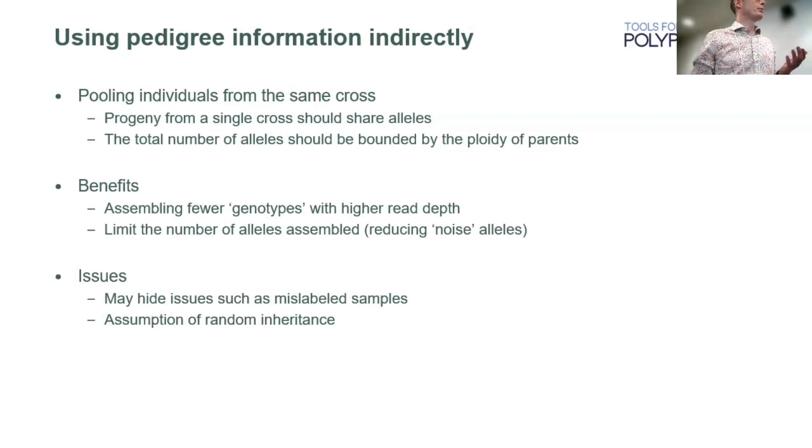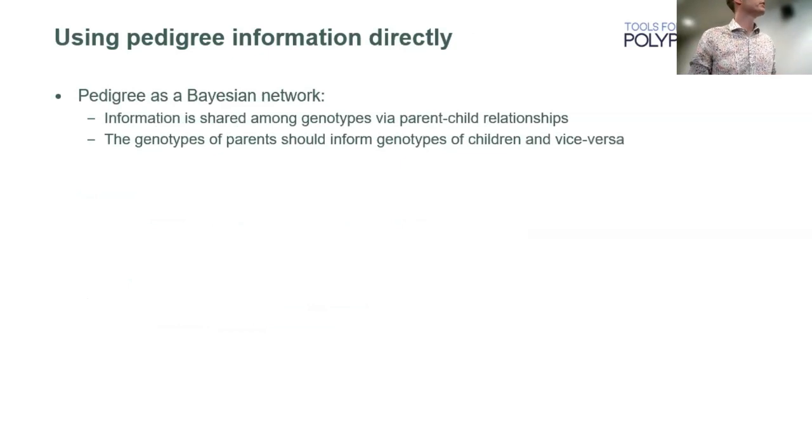The other issue here is that we may have mislabeled samples or an incorrect pedigree, and assuming that's only a small subset of the samples, they could be hidden by this process. Effectively, if you have some individuals that have alleles that aren't present in any of the other individuals, putting them all into the same pool may mask those unique alleles. So you want to be reasonably confident about your pedigree data if you're going to try this.